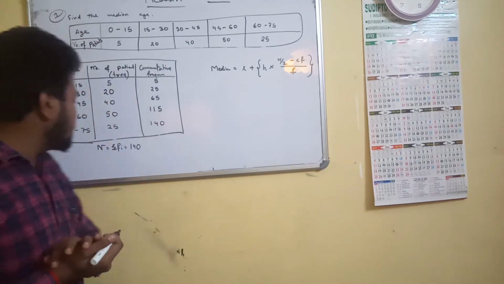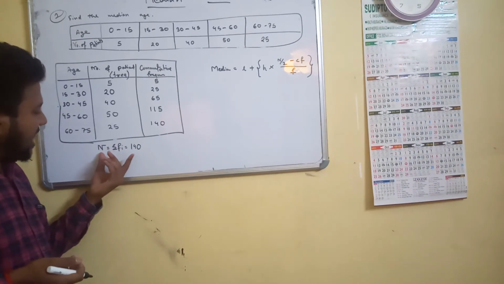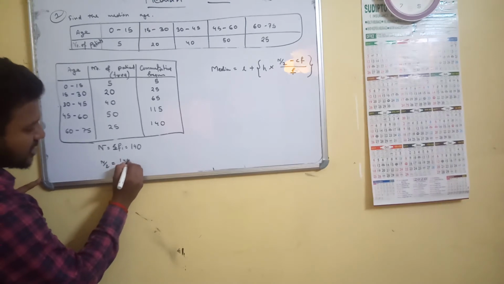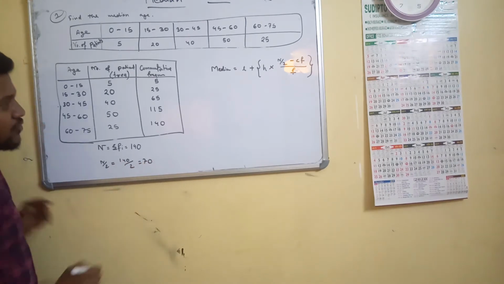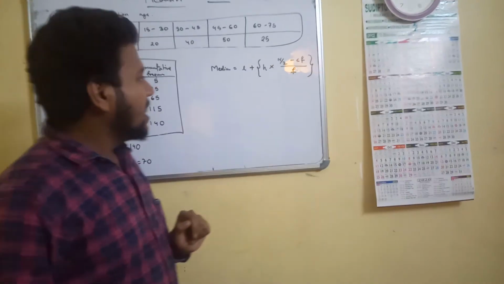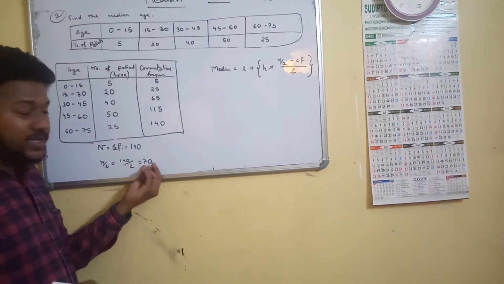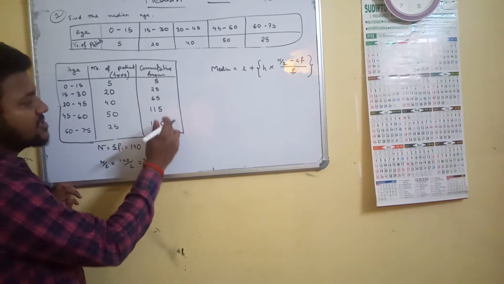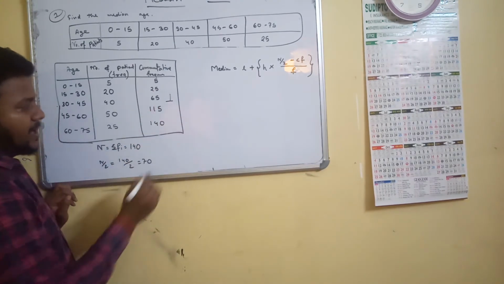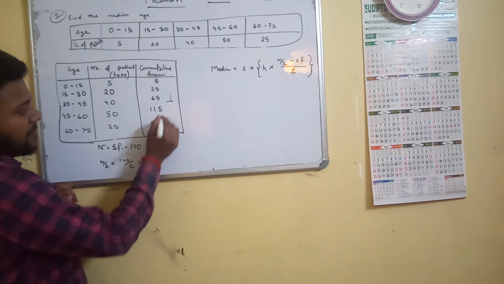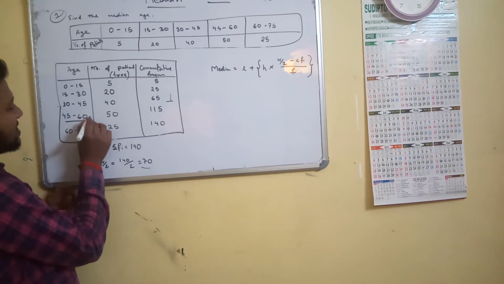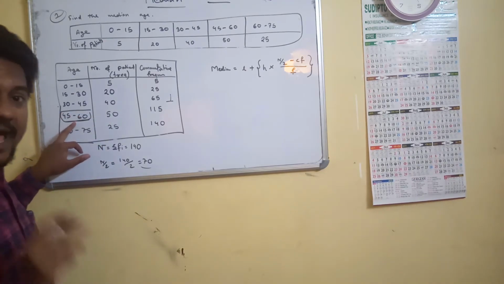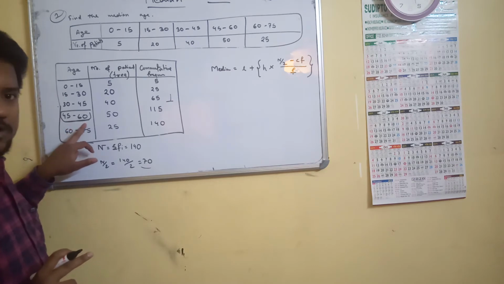We already know the summation N. So N by 2 is 140 divided by 2, which is 70. Now, N by 2, the middle term, is present where? In the cumulative frequency, we have completed 65 till here, so the 70th term must be in the next group. The class interval that has the median is 45 to 60.